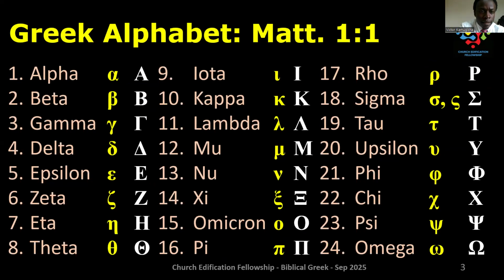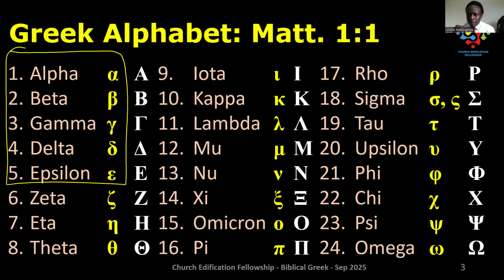Again, some other patterns. When you look at the first 5 letters, there is a kind of break in the English sequence. In English, the first 5 letters are A, B, C, D, E. But in the Greek, it is A, B, G, D, and E. So the gamma kind of breaks the English sequence. Just take note of that.